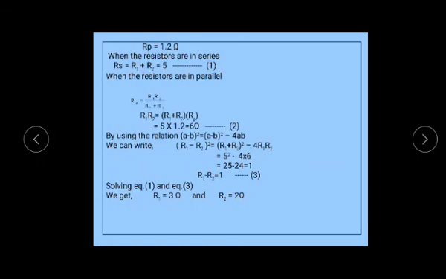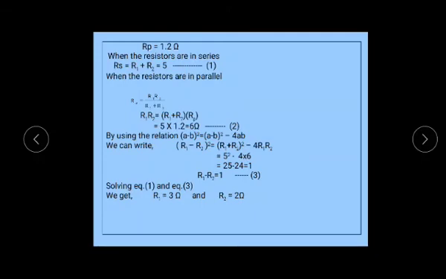Then let us write the Rp formula. When only two resistors are in parallel, the formula is Rp is equal to R1 R2 divided by R1 plus R2. Rp value is how much? 1.2. R1 plus R2 is how much? 5. But we don't know R1, R2. So you write R1 R2 is equal to, shifting this side, R1 plus R2 into Rp. Substitute the value. R1 plus R2 is 5, Rp is 1.2. You will get 6 ohm. So R1 plus R2 is 5, R1 R2 is 6. Let us name it as equation 2.